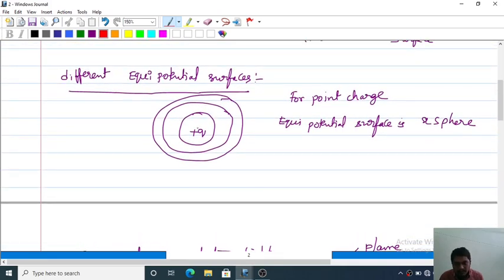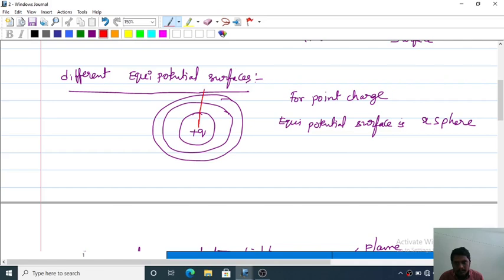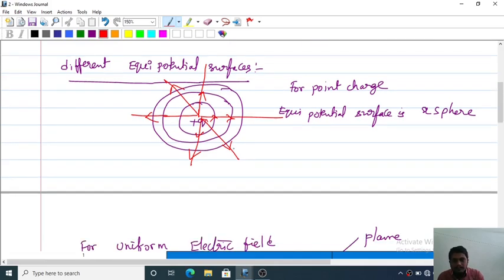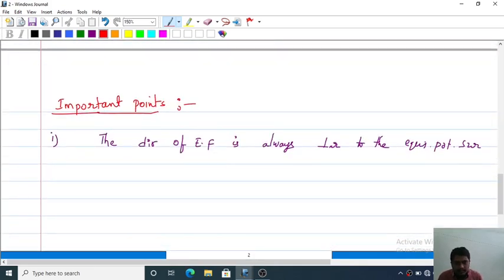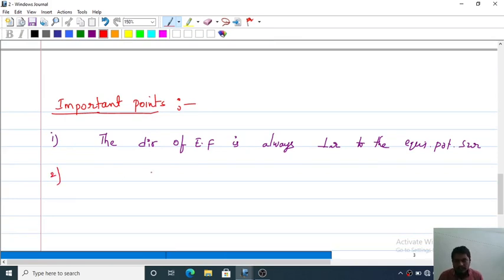Here also for a point charge, the electric field is represented away from it, so the electric field is always perpendicular to the equipotential surface. Okay, so that is the first point. The direction of electric field is always perpendicular to the equipotential surface.